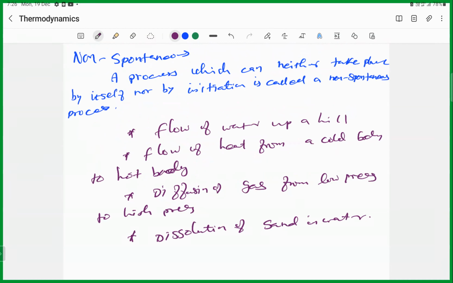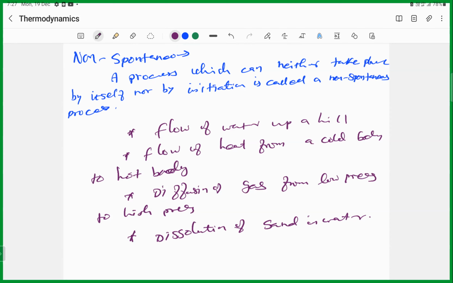So anything happens because of the driving force. What is the driving force? So we are saying the driving force is entropy. What is that entropy? Entropy is a measure of randomness or disorder of the system.